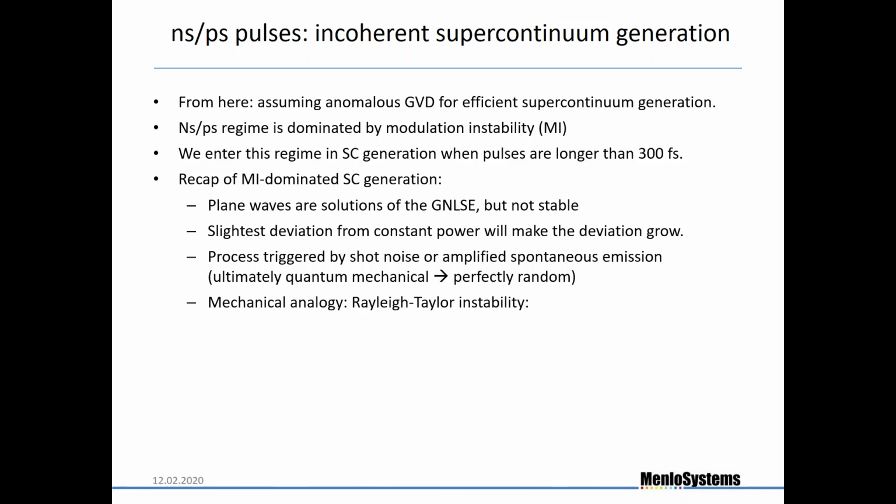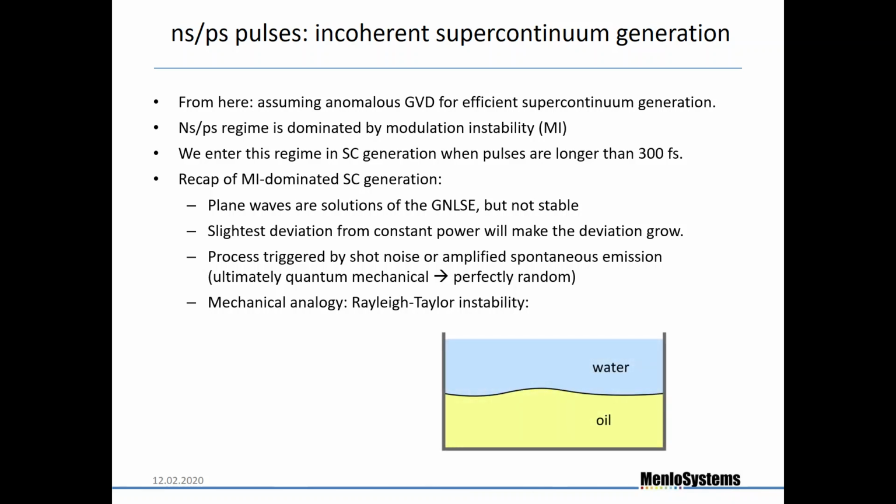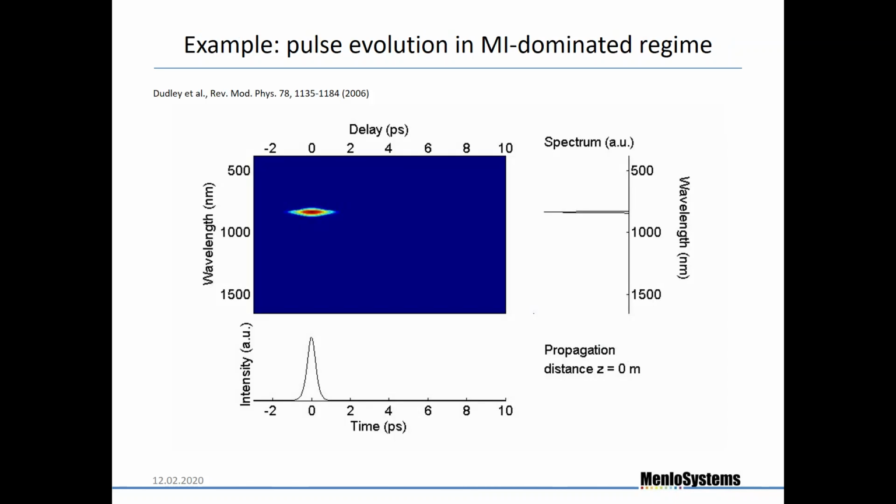And I always like to compare this in a mechanical analogy to the Rayleigh-Taylor instability. Imagine that you have a container that is filled with oil at the bottom and water on the top. Now the oil wants to come on top, but if you have a perfectly plane interface, it will remain like this because the oil doesn't know where to go up. But once you have the slightest deviation in this planar interface, the oil will come up there, bubbles will form, and the dynamic will become increasingly chaotic.